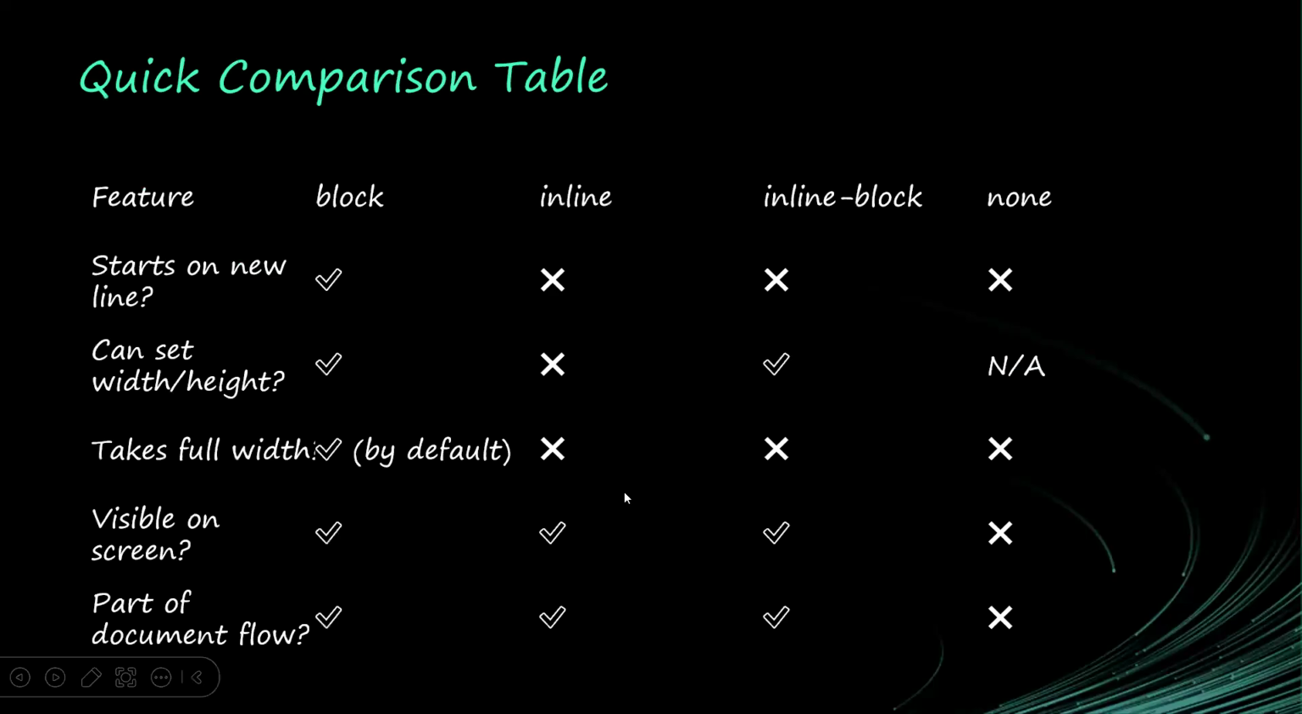Okay. So let's compare. Block elements start on a new line. Inline elements do not start on a new line. Inline block does not start on a new line. None does not even appear at all. All right. Can you set the width and the height? Yes, you can set the width and the height for block elements. You can't do that for inline elements, but you can do that for inline block elements. And for none, it's not available.